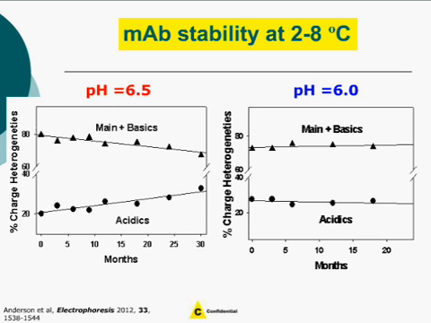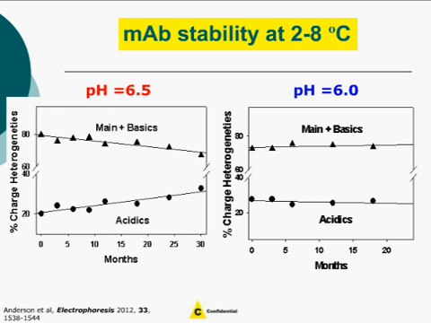However, if you take a look on the right, you see that in the same formulation buffer at a pH of 6.0, the percentage of acidic peaks does remain fairly constant. And again, these results also provided some evidence that the acidic variants that we were seeing for this monoclonal antibody were due to deamidation, since the rate of deamidation is known to be faster at higher pH.